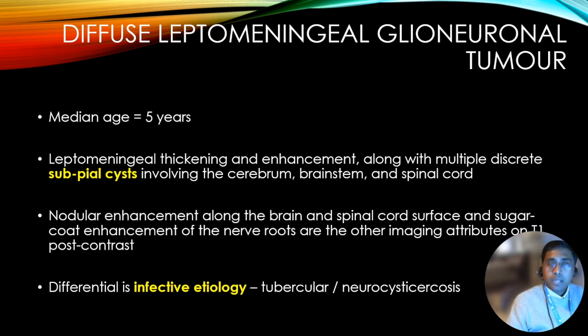The differential in our case would definitely be infective etiology, because if it was neurocysticercosis or tuberculosis, we would similarly see these cystic lesions, and a few of those might enhance as well. So that needs to be kept in the differential. NCC typically would have cysts at varying stages of evolution. You also see these scolex. If you do a CISS or a heavily T2-weighted sequence, you would see that as well. So that becomes important in the differential.